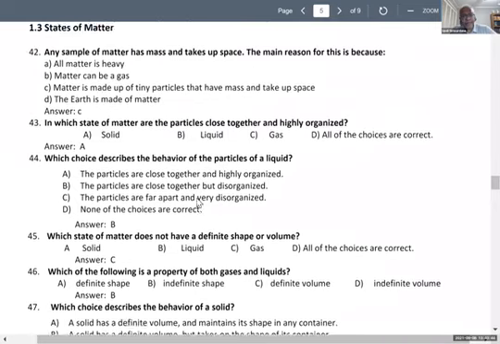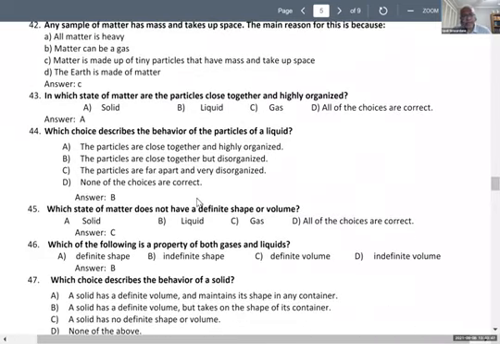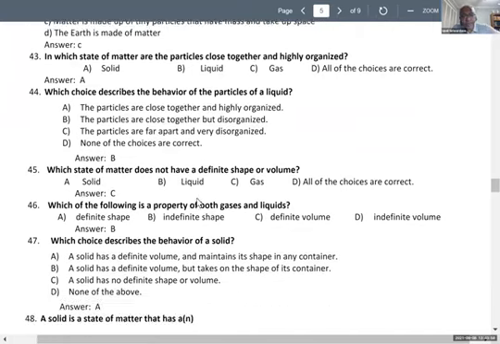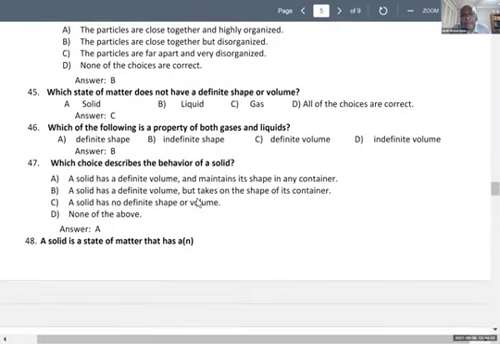Number 43, about physical states of matter. In which state of matter are the particles close together and highly organized? That's solid. Number 45, which state of matter does not have a definite shape or volume? Gas phase. Which of the following is a property of both gases and liquids? Indefinite shape. Liquids have the shape of the container, and gases fill up the container.